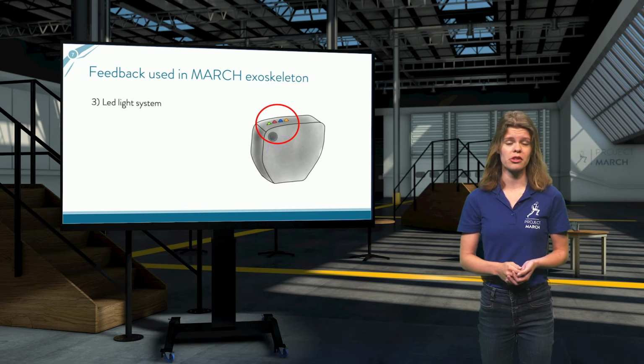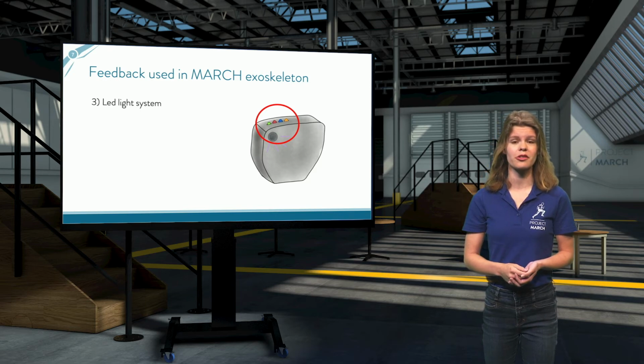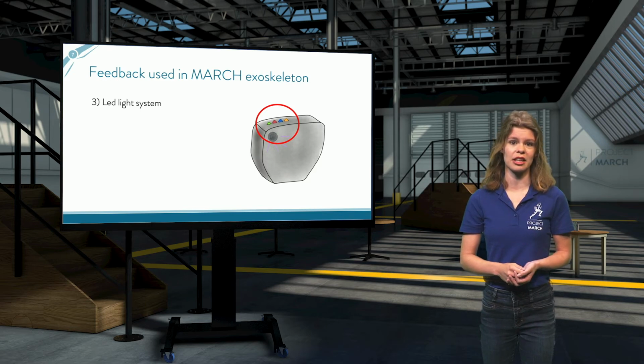If the light is blue, then the exoskeleton is idle. If the light is red, the exoskeleton is in error state. And if it's green, then the exoskeleton is executing a gait successfully.